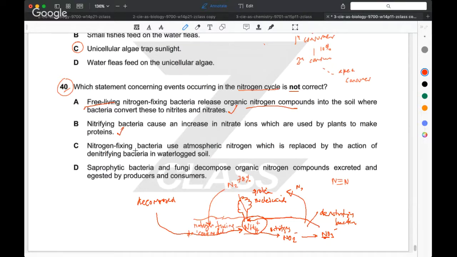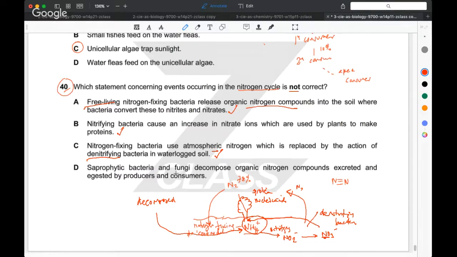Now, so we have in this section C, the nitrogen-fixing bacteria, the ones over here. They're fixing or removing atmospheric nitrogen. Now, the atmospheric nitrogen can be replaced by denitrifying bacteria. And so the denitrifying bacteria return nitrogen to the atmosphere. So that's correct.